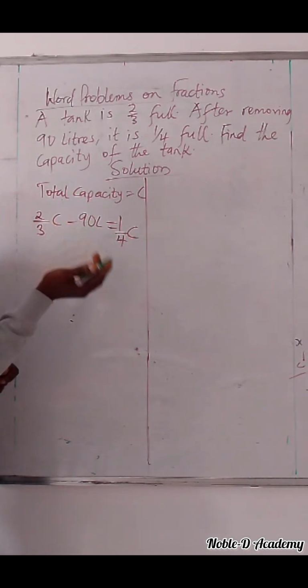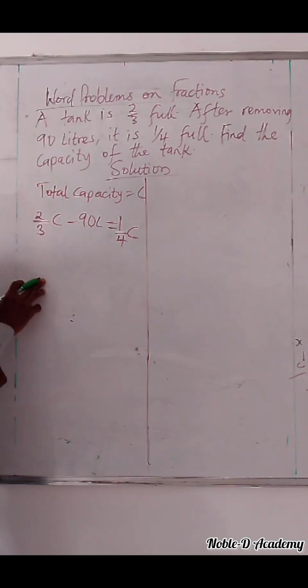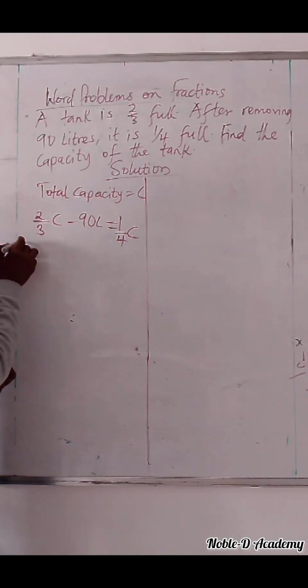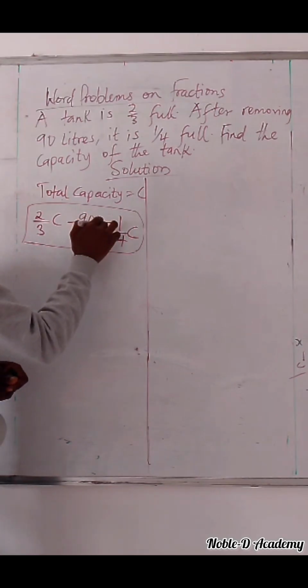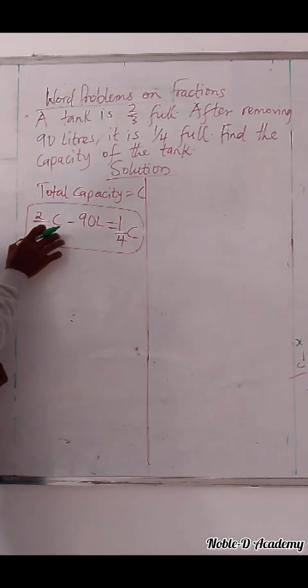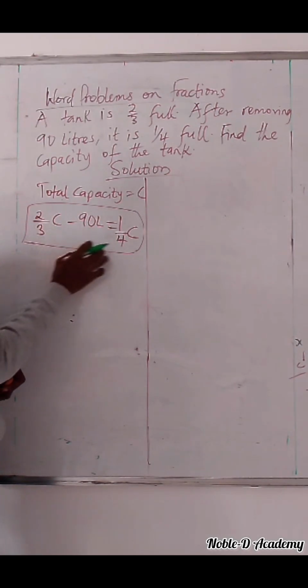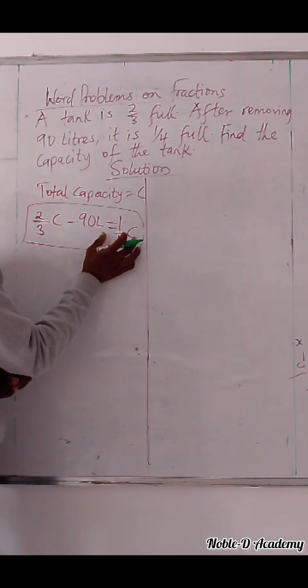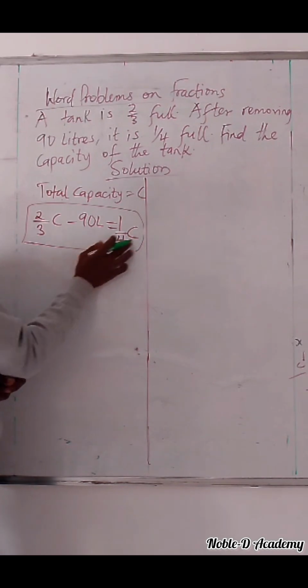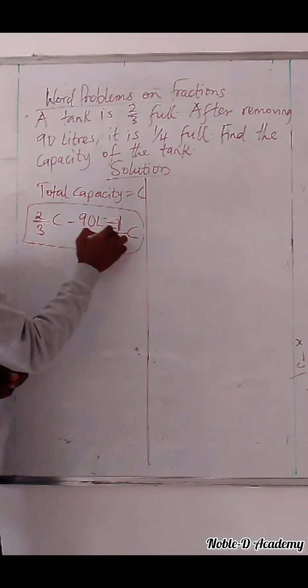That's our concern. So the first thing we're going to be doing is to collect our like terms. From what you can see, our like terms involve the two entities carrying C. We have 2/3 C on this side and we have 1/4 C on this side. So we're collecting the like terms. 1/4 C has to move from here. It is positive here, and when it goes over the equal to sign, it's going to be negative.